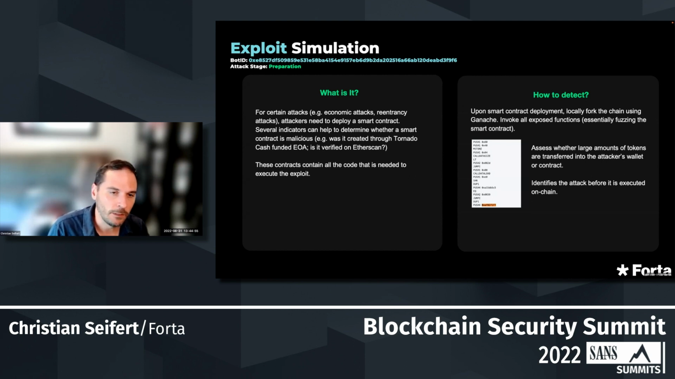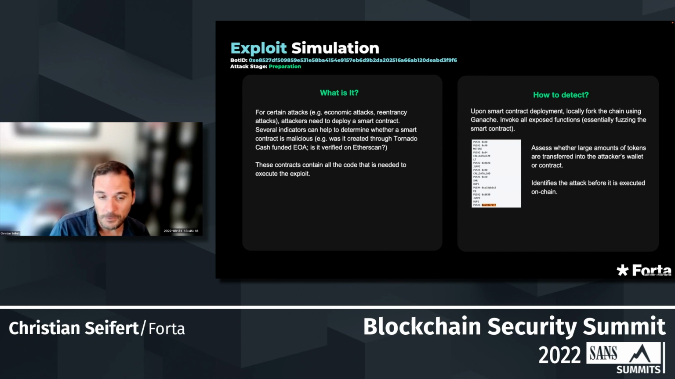And so what the Forta bot does, it monitors all contract deployments. And then once a contract is deployed, it actually locally forks the chain using Anvil. And then it invokes all the exposed functions of the smart contract. So essentially, it does some light fuzzing.